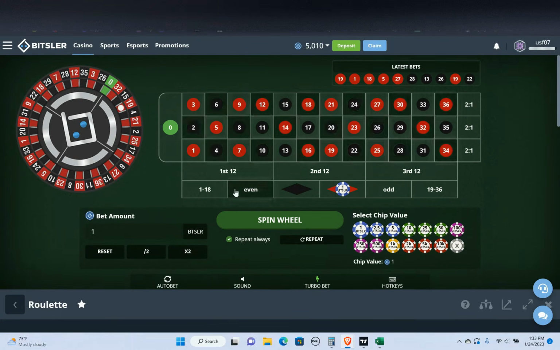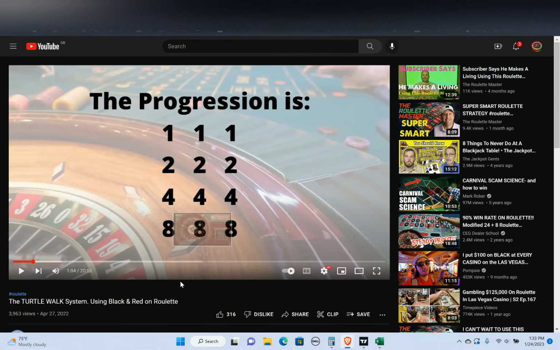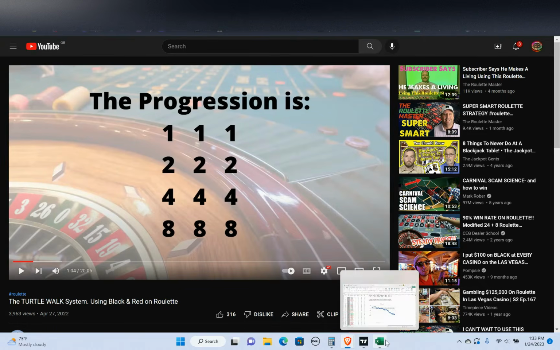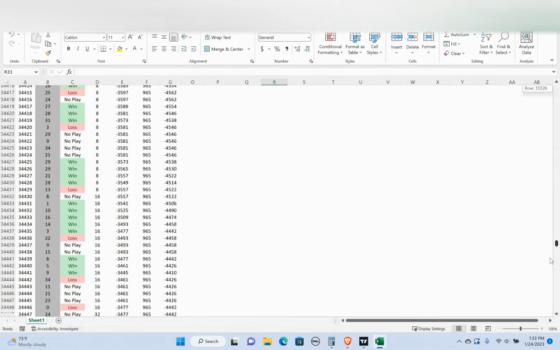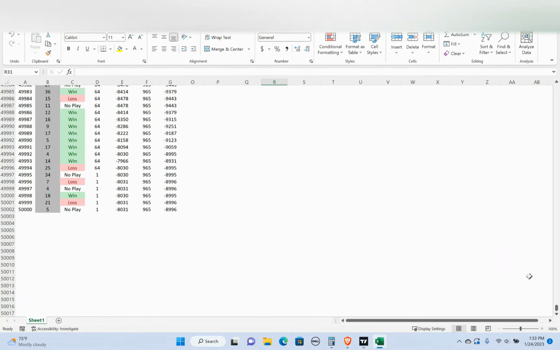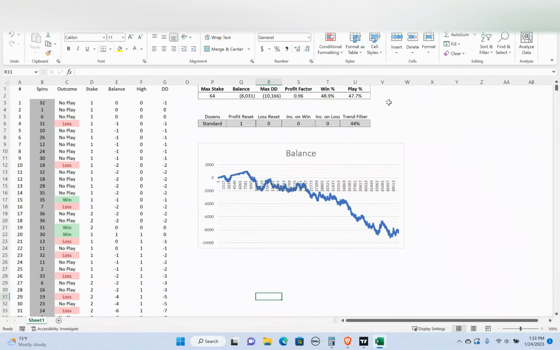Okay, so like I said, if you want a longer explanation of the strategy, you can watch the video. But for now, we're just going to move straight into the test. And here it is. Obviously, not very good. So just a quick walkthrough here. Again, 50,000 spins. You can see 50,000. You can see all the no plays.